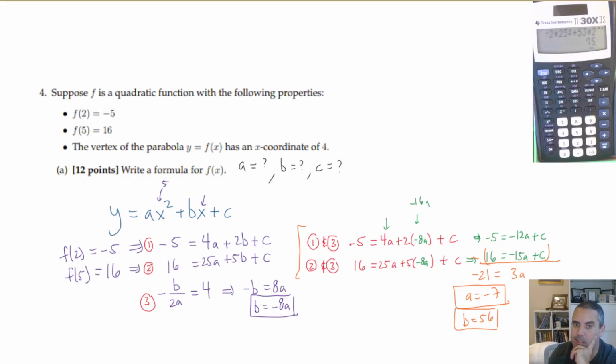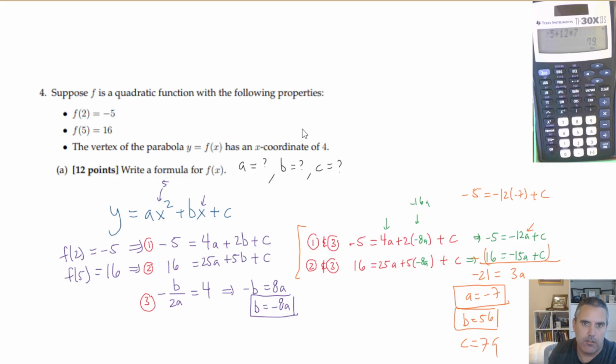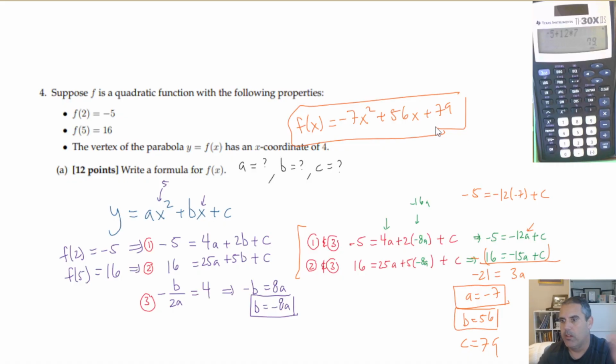If we have a and b, we can go get c from any of the equations. I don't know, maybe, what's the easiest? Here, negative 5 equals negative 12 times negative 7 plus c. So I have negative 5 plus 12 times 7, 79. I did a lot of calculations there. We could do some checking, but maybe it's time we peek. I just did 3 problems. Let's peek and see all the mistakes I made.